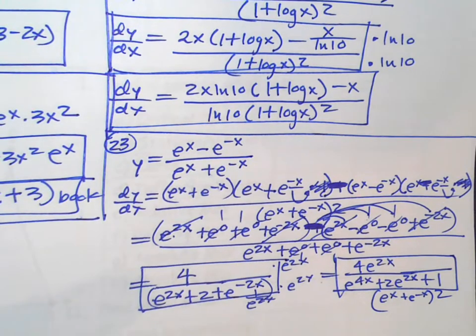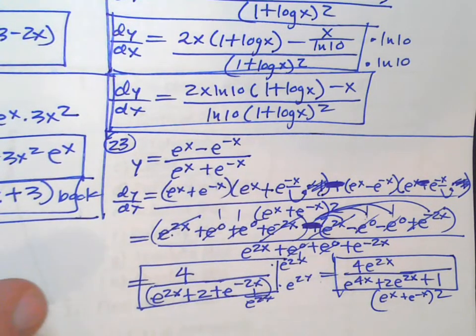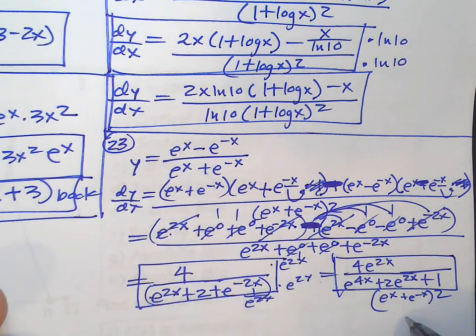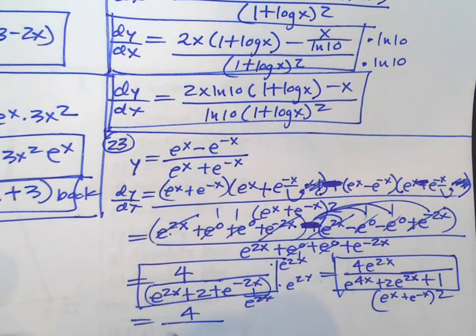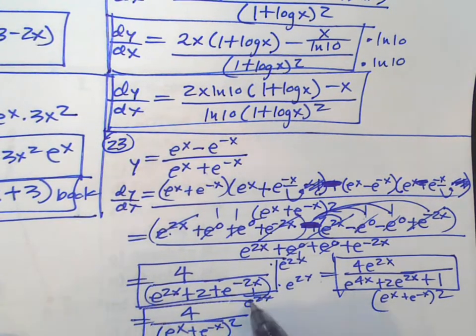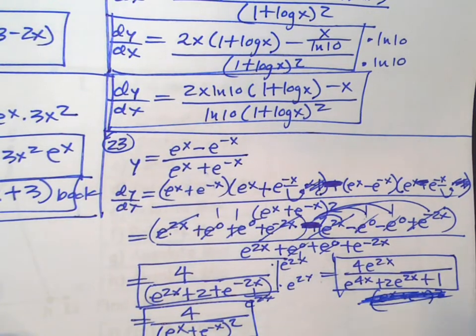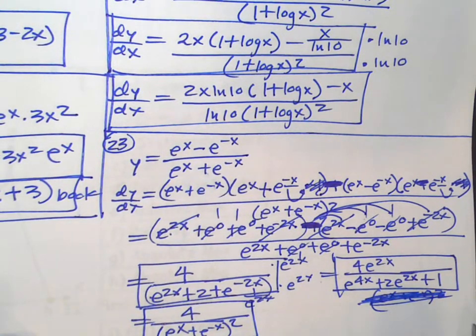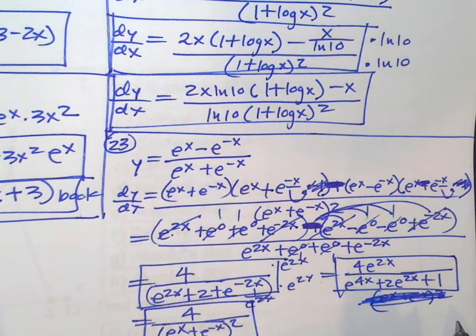Now the book, I think their answer might be this one, 4 over e to the x plus e to the negative x, squared. So they left the bottom undistributed. But let me give you one other quick approach to this, okay?